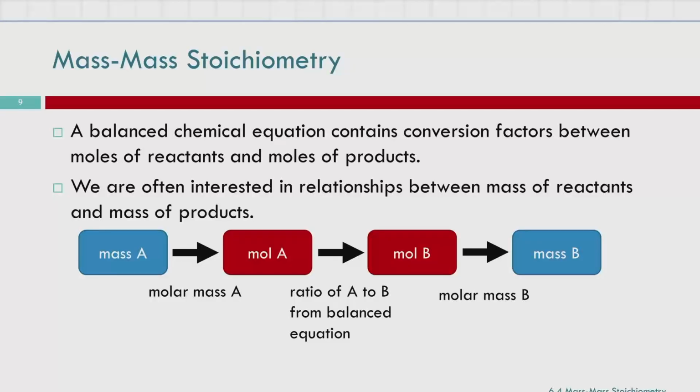From the stuff we've been doing, the middle bit, the red bits, moles A to moles B, we're going to add on, starting with mass of A instead of moles of A. We're going to go to mass of B from the moles of B. So this middle bit is what we were doing.